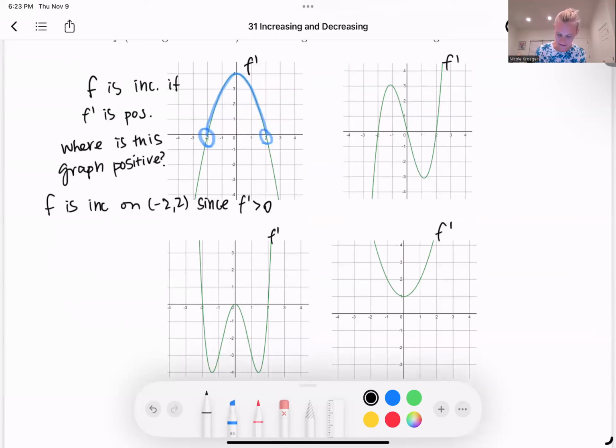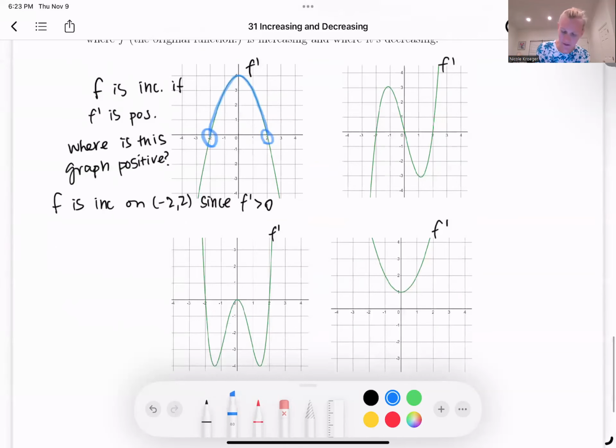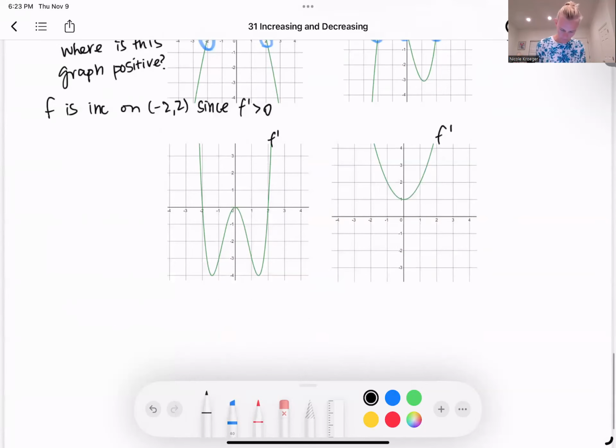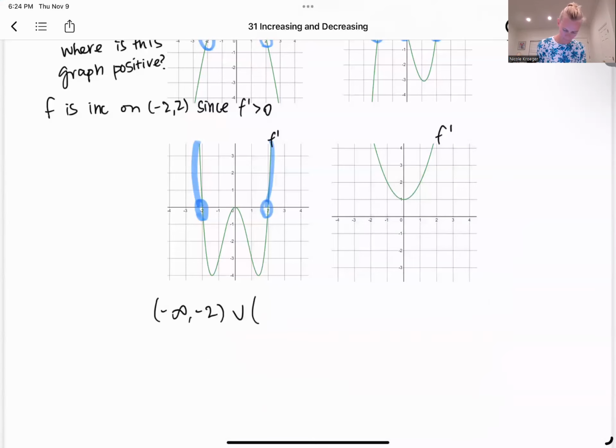Once again, let's just figure out where these are increasing. So we're just looking where we have positive y values. So here, this is going to be from -2 to 0, and then from 2 to infinity. Okay, so f is increasing on -2 to 0 union 2 to infinity. Okay, over here, that's going to be negative infinity to -2 union 2 to infinity. Okay, that is where f is increasing.